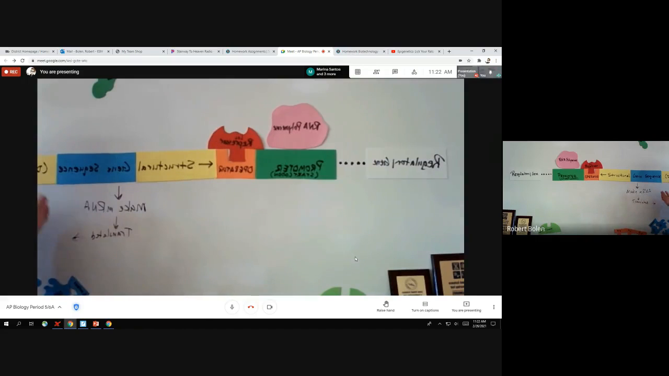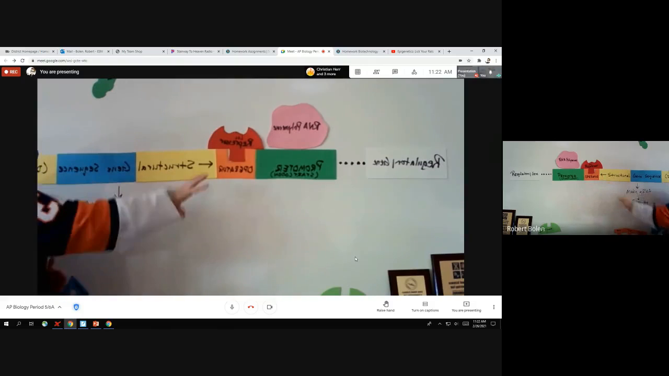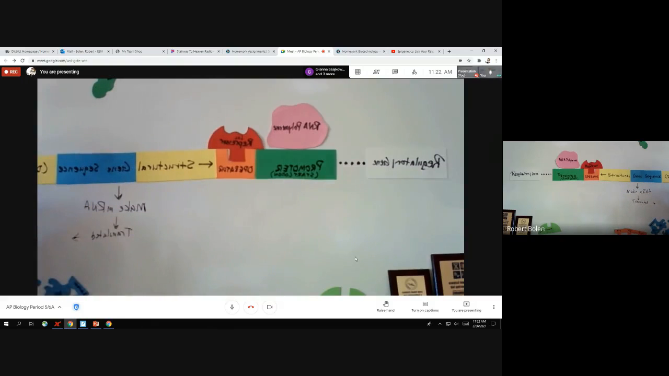And it stays off until what happens? When does it get turned back on again? When lactose is present, right? So it's an inducible gene. It's off all the time, and it's only being activated whenever lactose is present.